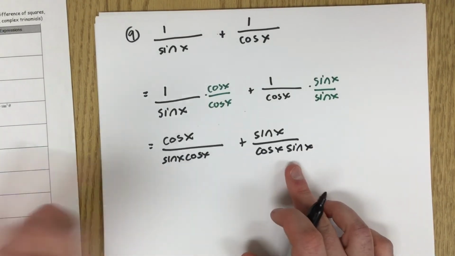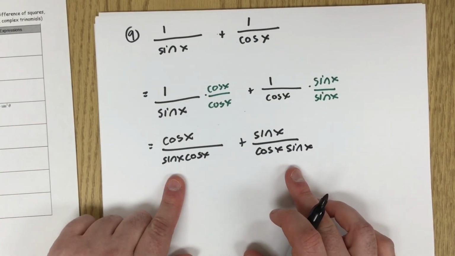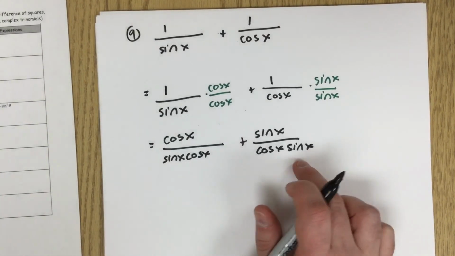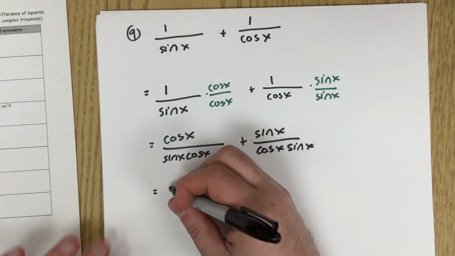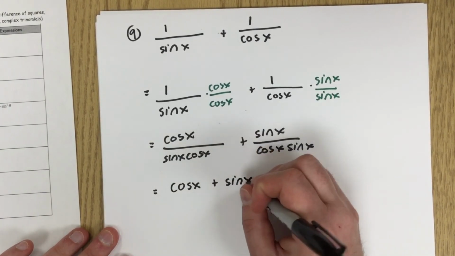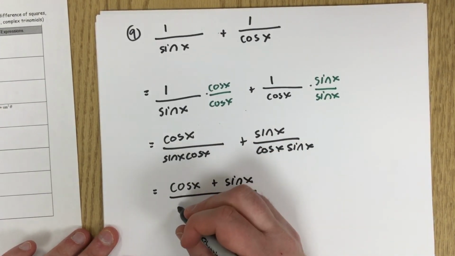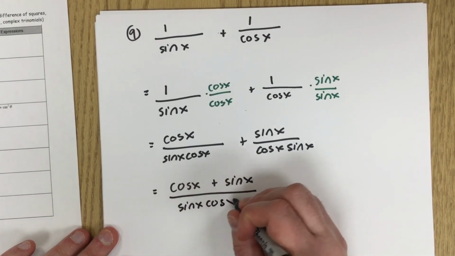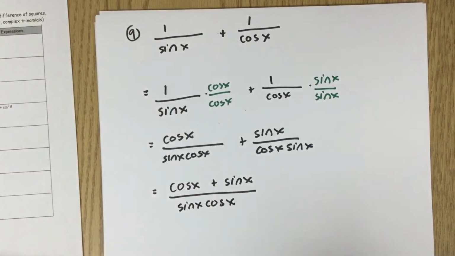And these may look different, but they are the same. When you multiply, order doesn't really matter. So sine times cos is the same thing as cos times sine. So we have a common denominator here. So we can just add the tops. So that's going to give us cos x plus sine x all divided by sine x cos x. And that is equal to that.